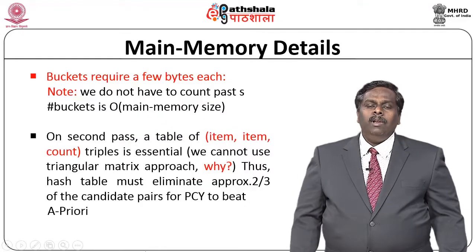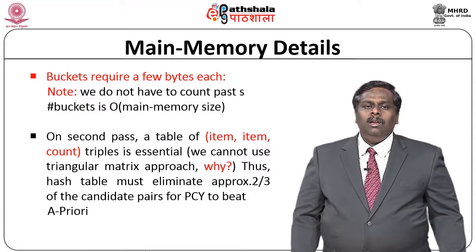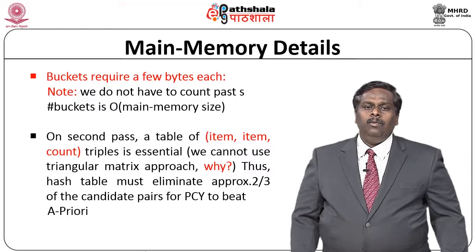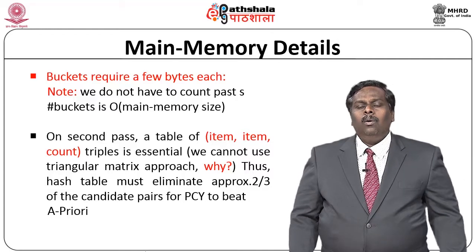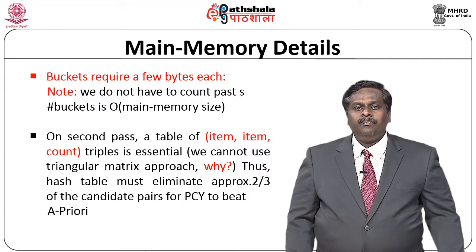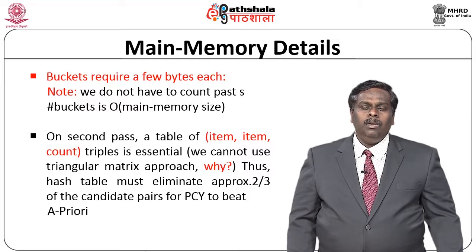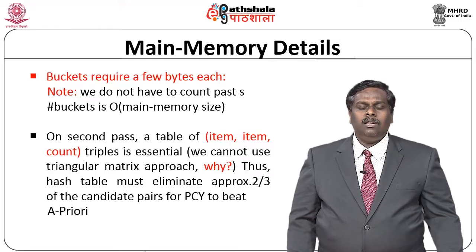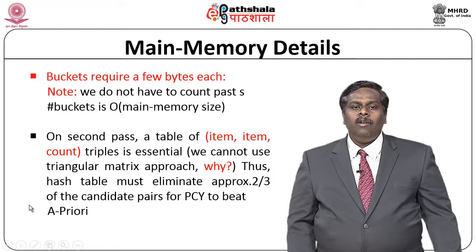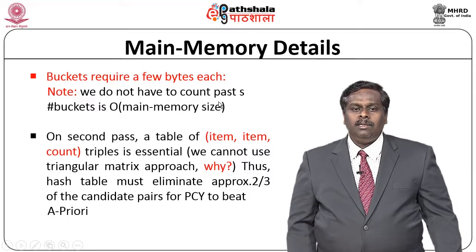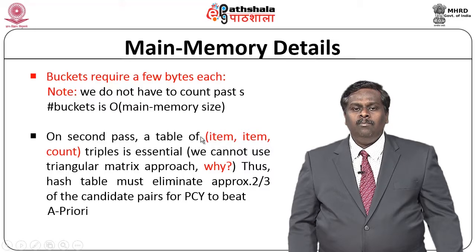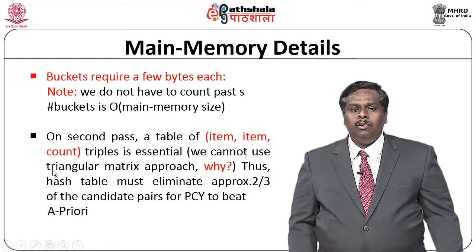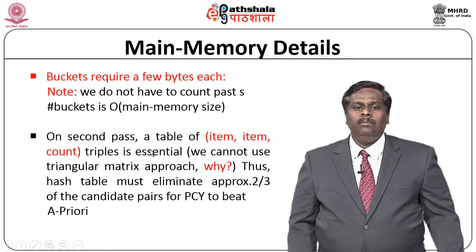So, here, as mentioned previously, the counts of candidate pairs will always be there in pass 2. Now, when we are dealing with the main memory, buckets also require a few bytes for the purpose of holding additional details. Now, this is once again going to increase the cost here, in the sense of computational time. So, the number of buckets is in the order of the main memory size. So, during the second pass, a table that comprises item i, item j and the count, which is a triple, is essential.